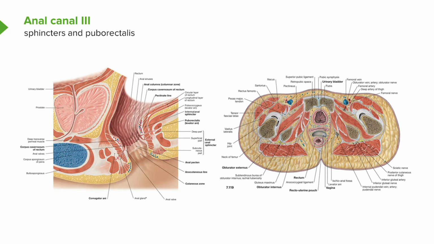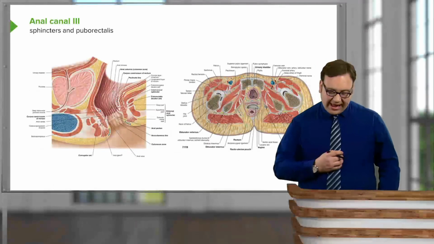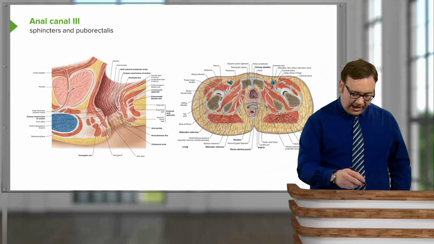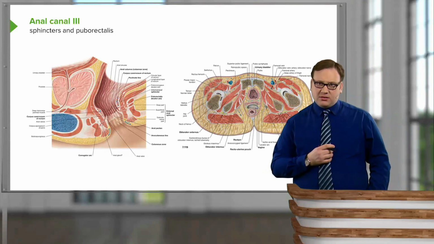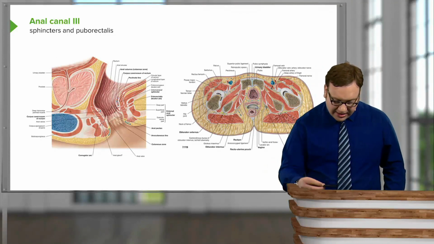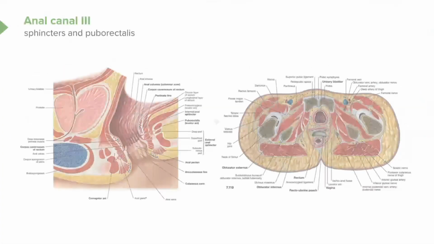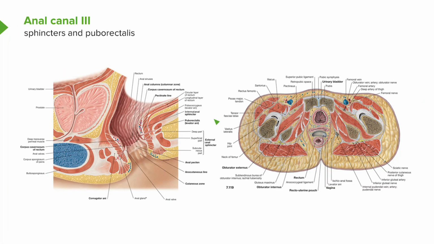I want to talk about anal sphincters for a moment and how we can control those sphincters, and also puborectalis. What we have is a picture hemisection through the rectum on this side, and on the other side we have a transverse section through the pelvis. Here we have anterior and here we have posterior. In this transverse section we have anterior and posterior here. Anterior in the male, we've got the prostate, and then we have the rectum here. We can see the circular and longitudinal muscle layers of the rectum here.